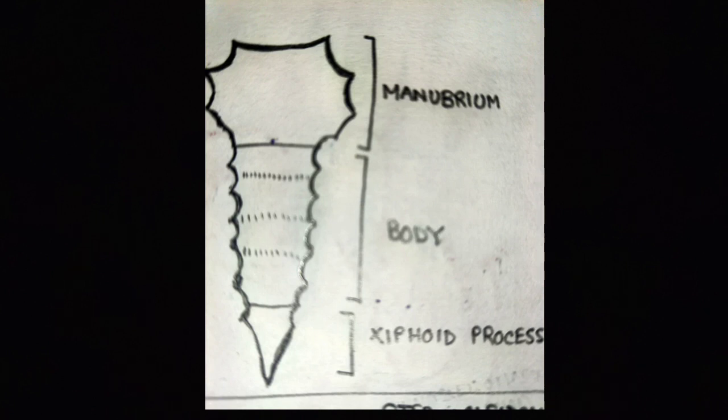Now, with the borders: the upper border is thick, rounded, and concave. It presents a notch called the suprasternal notch or the jugular notch. The jugular notch gives attachment to the interclavicular ligament. The clavicular notch on either side articulates with the clavicle to form the sternoclavicular joint. The sternoclavicular joint is a type of saddle joint.